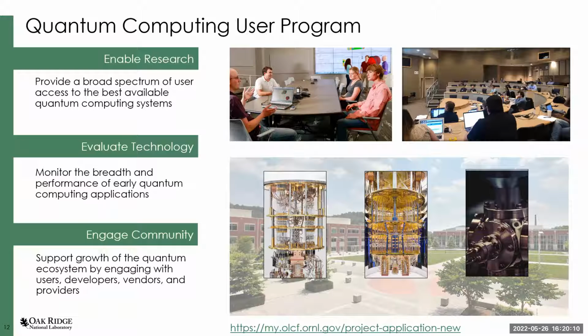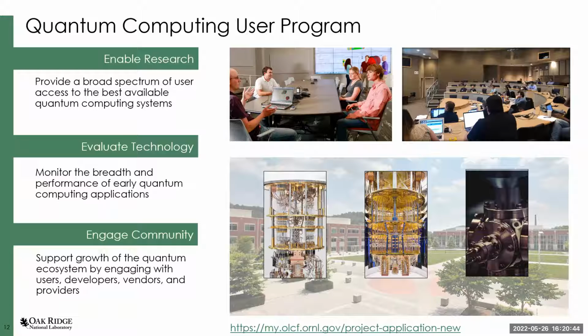The first is we want to enable research. There's a lot of people developing quantum algorithms, quantum software, trying to generate applications that can demonstrate an advantage in these devices. And so we're trying to enable that spectrum of users to get access to these systems. At the same time, we want to evaluate the technology to understand where it is making progress. Does number of qubits really serve as the best metric for the performance of a system? Or is it error rates, or perhaps a combination of the two?